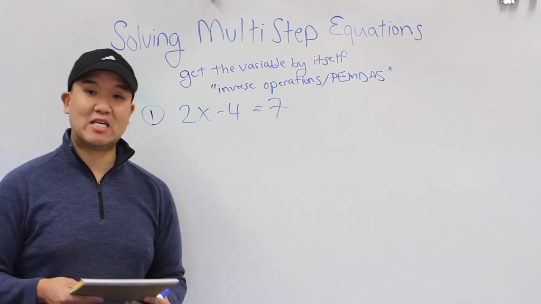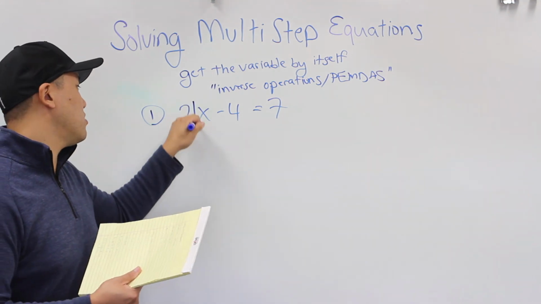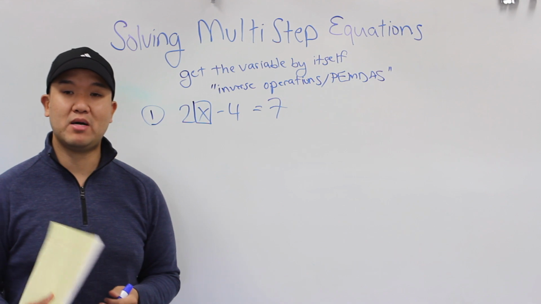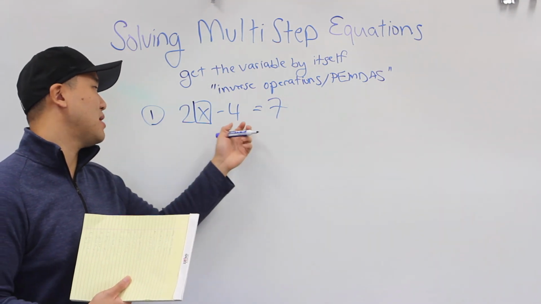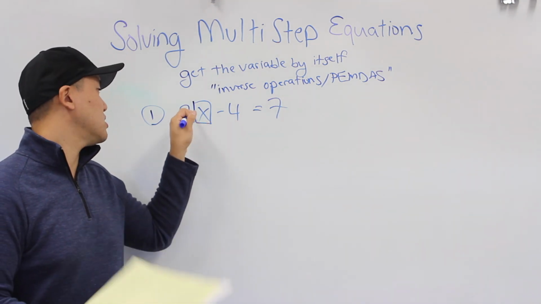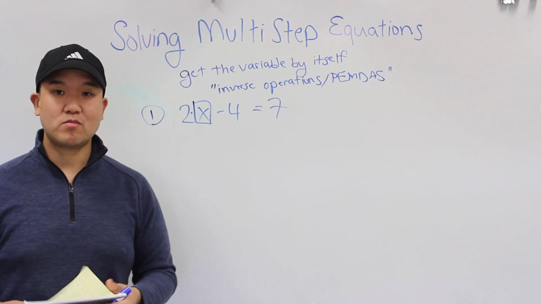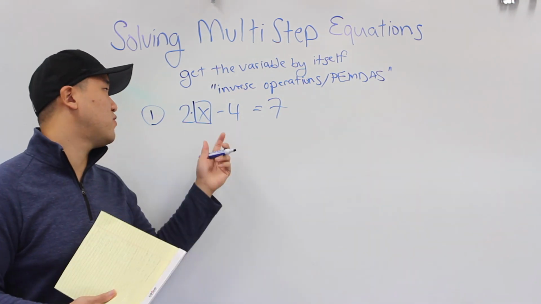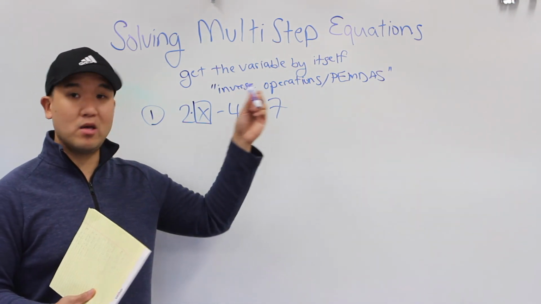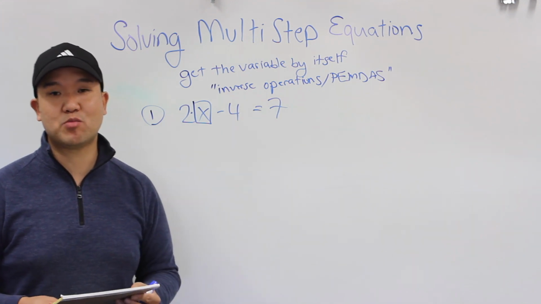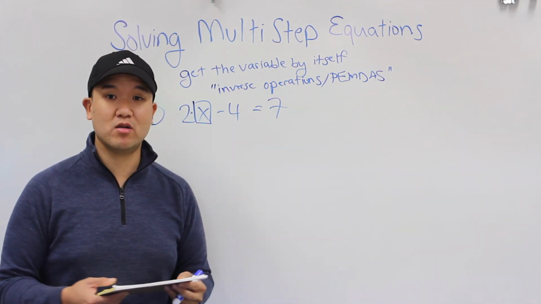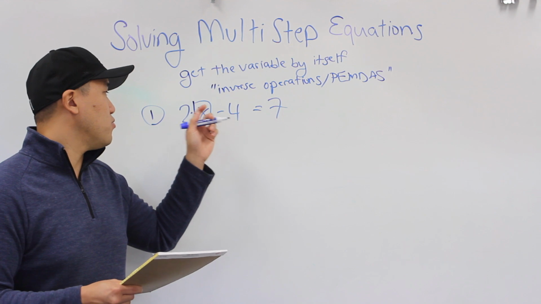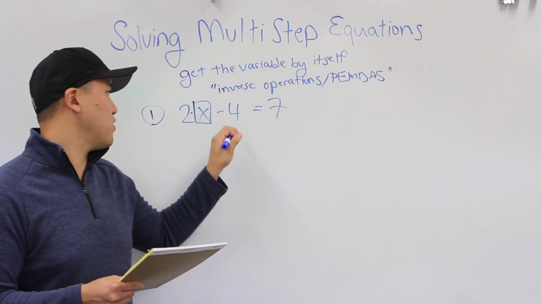So I always ask my kids, is the variable by itself? It is not. It has a minus 4 and a times 2. 2x means times, and it has a minus 4. Your goal is to use inverse PEMDAS, so add, subtract if necessary first, and then multiply, divide, and so forth. So we have to get rid of this minus 4 first.